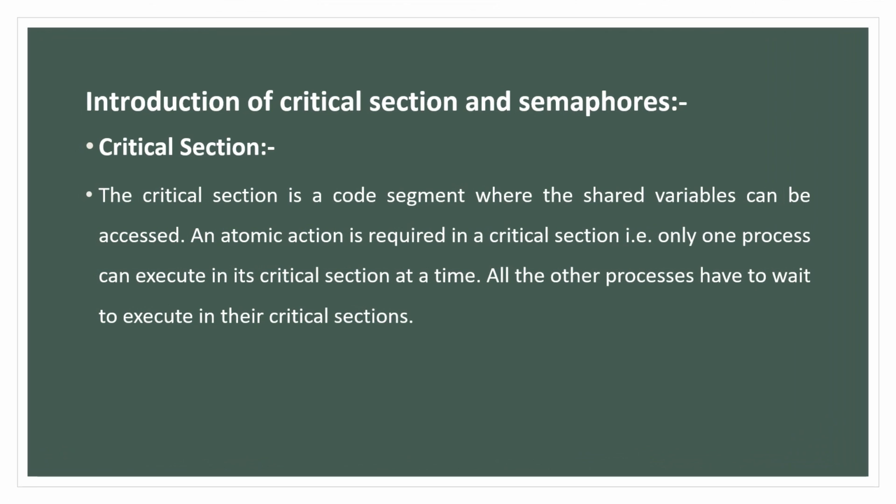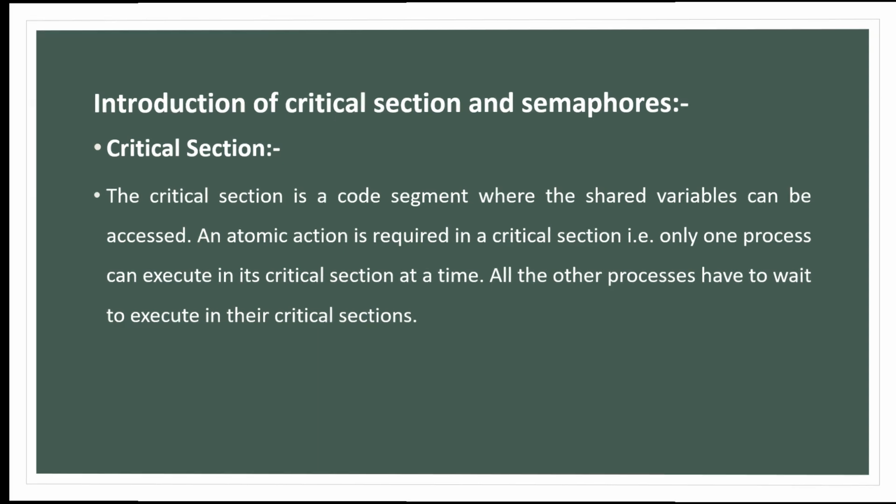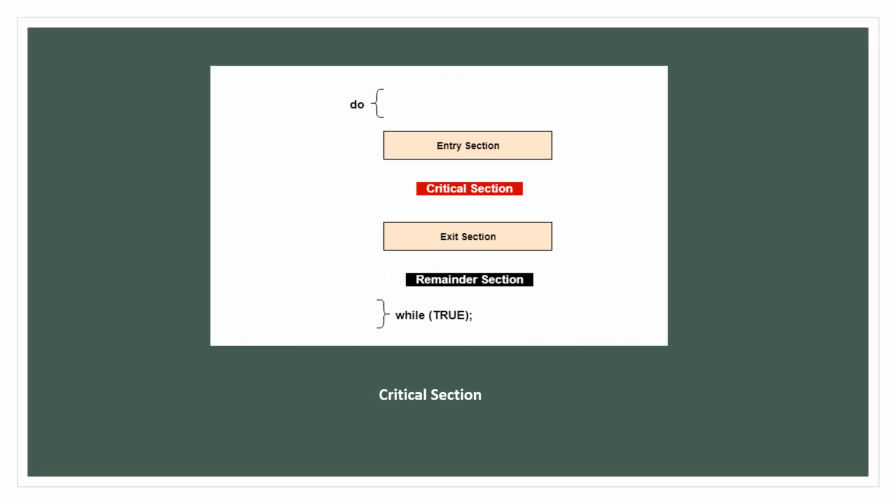Introduction to critical sections and semaphores. A critical section is a code segment where shared variables can be accessed. Atomic actions are required in the critical section, that is, only one process can execute in the critical section at the same time. The structure is: entry section, critical section, then exit section and remainder section.